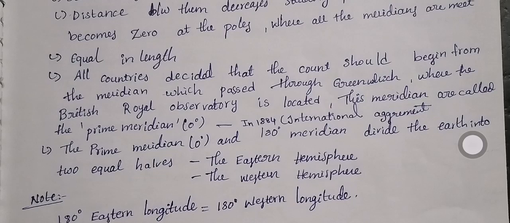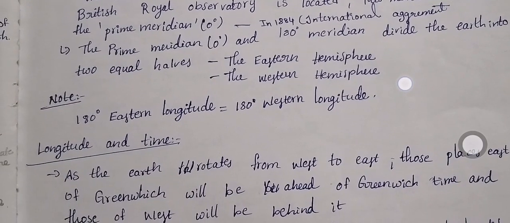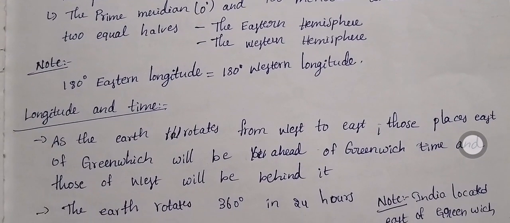Then the 0 degree and 180 degree meridians divide the earth into two equal halves: the western hemisphere and the eastern hemisphere. 180 degrees eastern longitude and 180 degrees western longitude are the same. We have 360 longitudes and 181 latitudes.